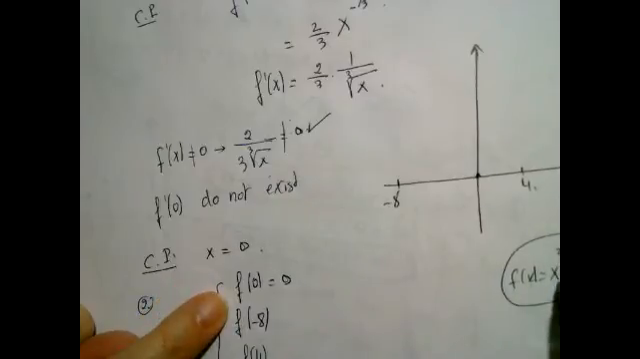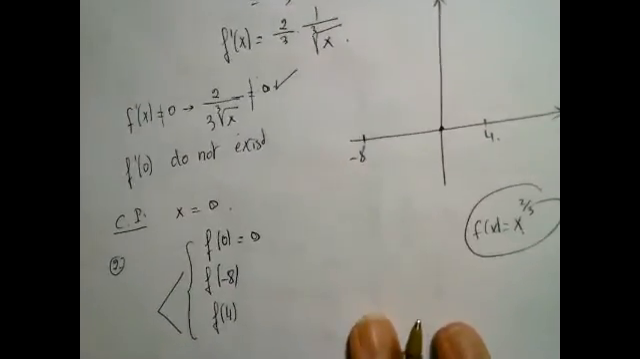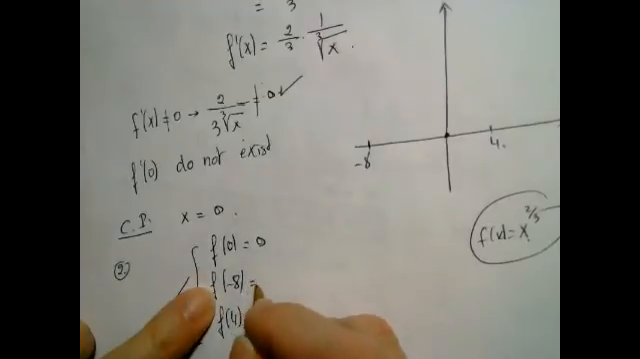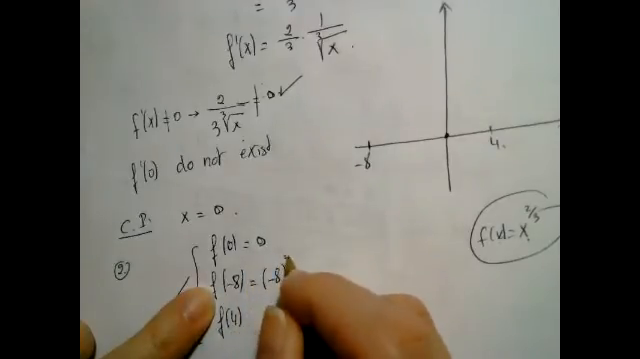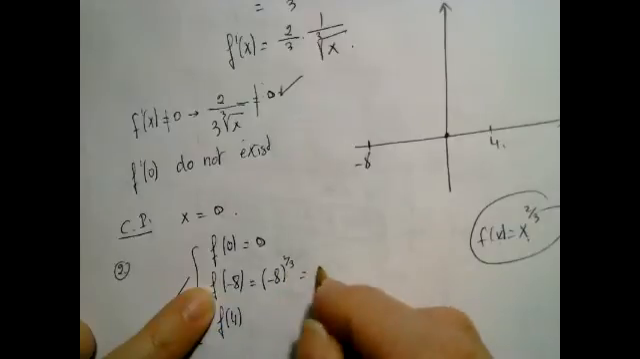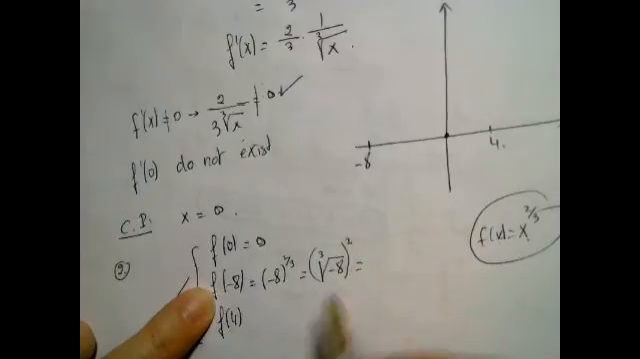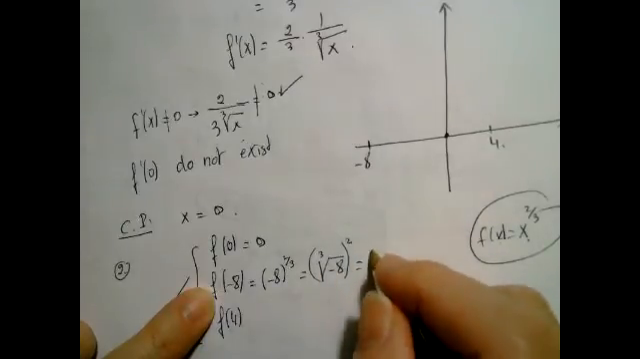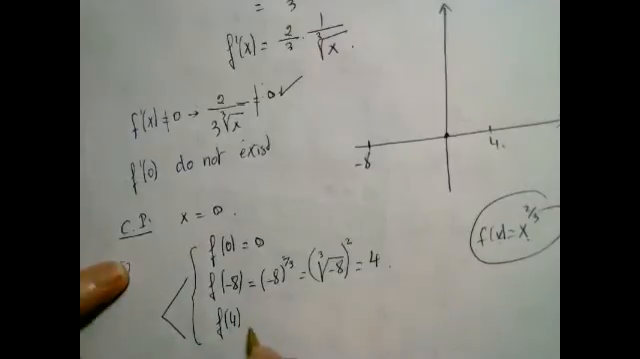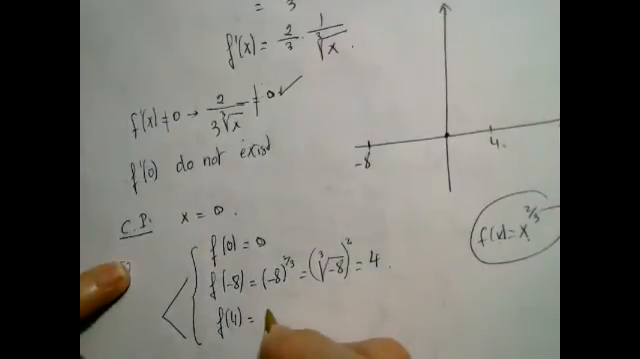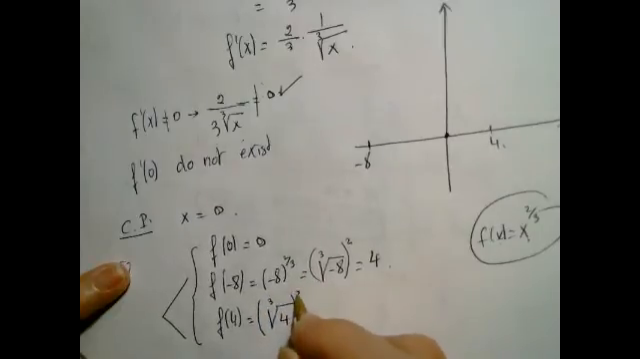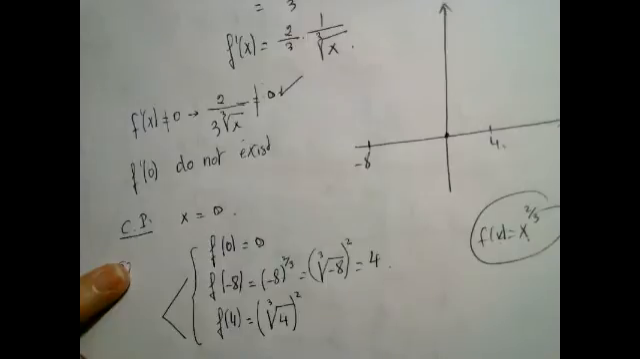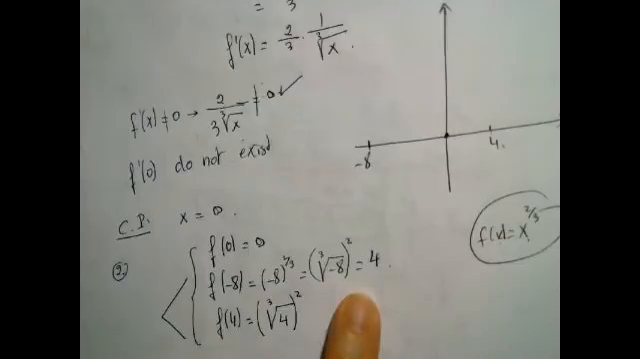Okay, at 0, I plug in 0 here, so I get a 0. At -8, that's -8 to the power 2/3. So it means that's the cubic root of -8 squared. Cubic root of -8 is -2, squared, that's equal to 4. Now for 4, it's the cubic root of 4 to the power 2, which is, I don't quite know how much it is, but definitely it's less than 4. It's definitely less than 4.